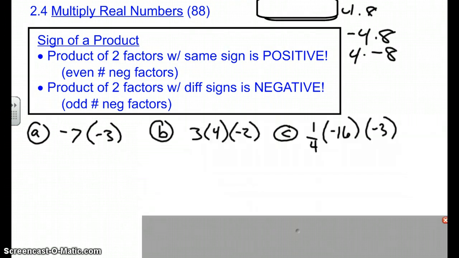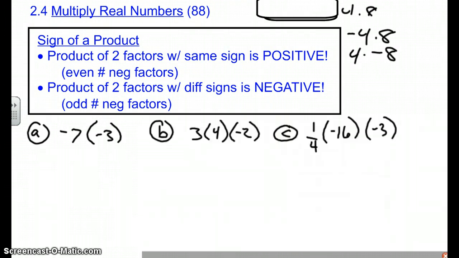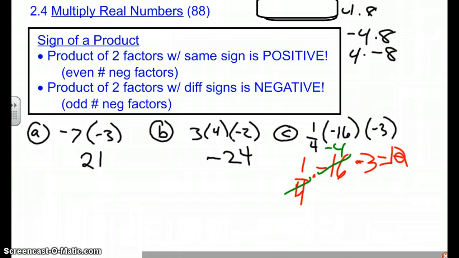So go ahead and try these samples and then come back and check your work. And there we go, 21, negative 24, and we end up with a positive 12. 2 negative factors, a positive 12. Okay? We're going to talk about a bunch of properties of multiplication today.